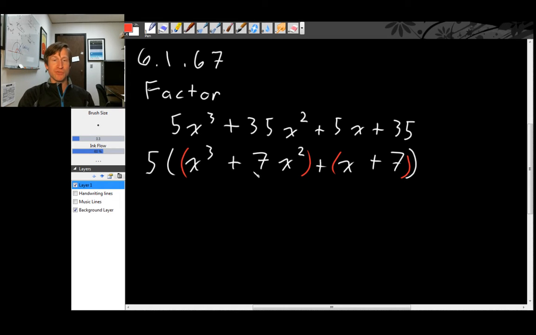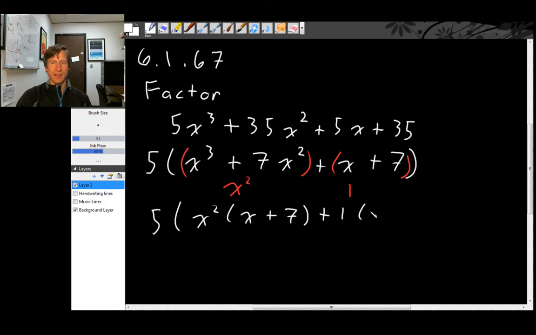Okay? Now for each group, let's see what the common factor is. In this group, the common factor is x squared. And in this group, again, not really a common factor. I guess you could say the common factor is 1, but we just won't change this group at all, really. Okay, so let's factor out the common factor in this first group. We get 5 times. So this first group is x squared times x plus 7. And the second group is 1 times x plus 7. Or you could just leave it as x plus 7.